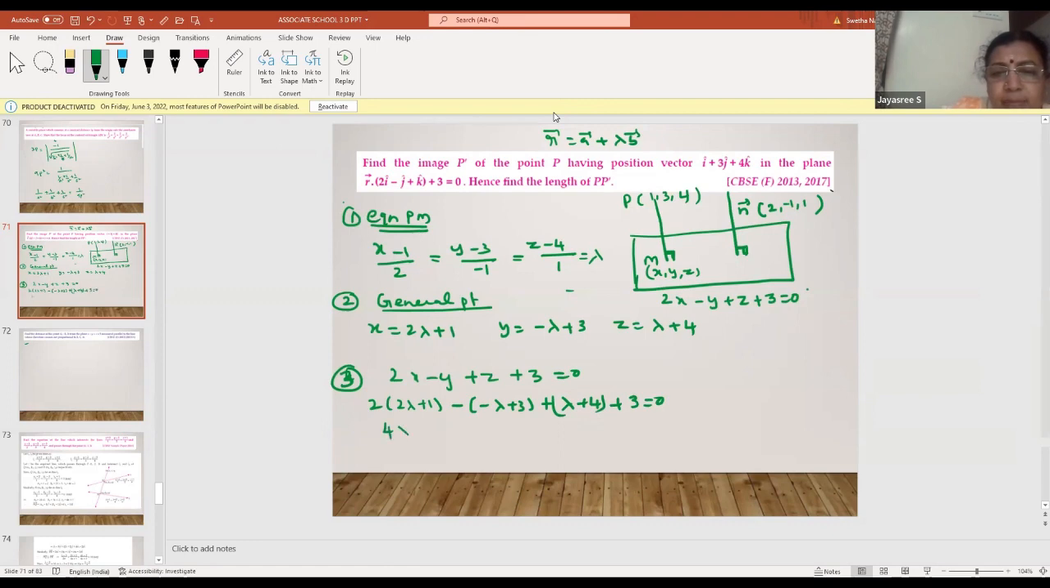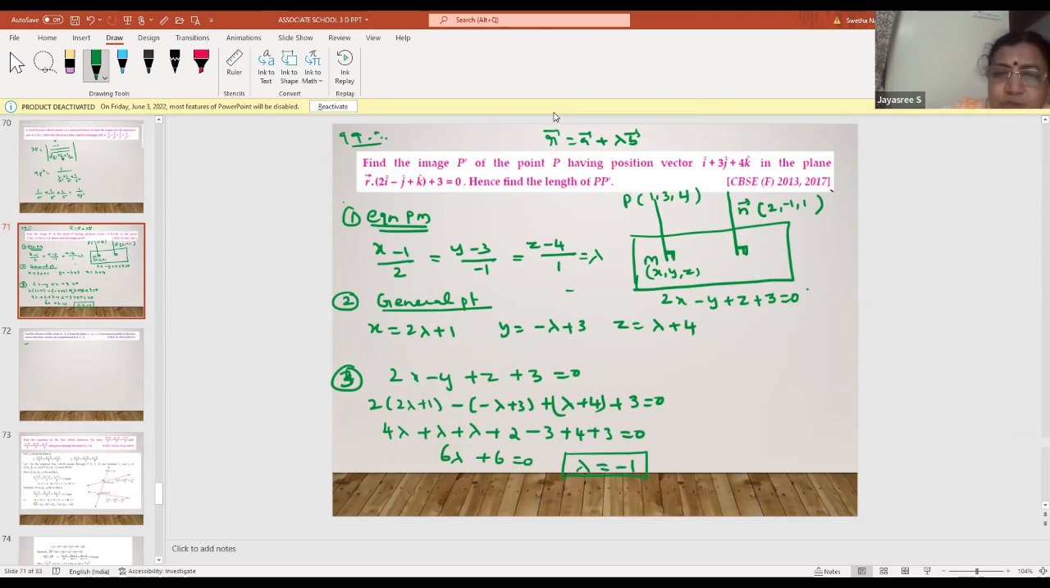That gives you 4 lambda plus lambda plus lambda plus 2 minus 3 plus 4 plus 3 is 0. So 4 plus 1, 5 plus 1, 6 lambda, 6 plus 6 is 0. Lambda is minus 1. In 99.999% of foot of perpendicular sums, the lambda value will be an integral value. Suppose some other value comes, you can ask the children to go back and verify, right?